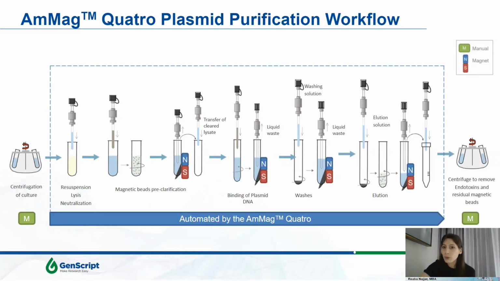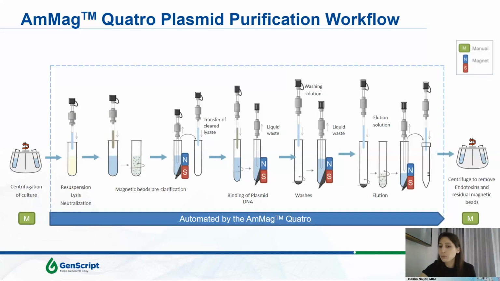This is the workflow. I'm not going to go into this for the time, because we're limited with time on this webinar. But really what you're seeing here, everything in blue that has a blue rectangle around it, that's completely automated using the AmMag Quattro. So basically, the steps that are manual are outside of the blue line, which is centrifugation of your bacterial culture. And then at the end of the purification, your sample is going to be dispensed into a column filter. And that is technically an optional step.